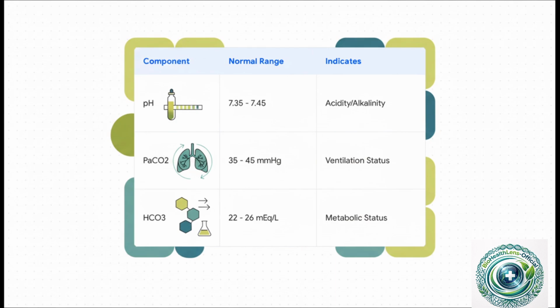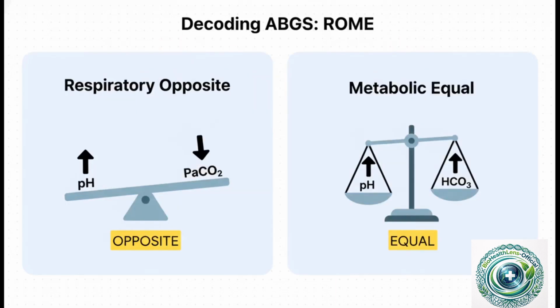Okay, these numbers right here, this is the holy grail of respiratory care. You absolutely have to know these by heart. Let's go through them. pH, normal is 7.35 to 7.45. PaCO2, your ventilation number, is 35 to 45. And bicarb, your metabolic number, is 22 to 26. Commit those to memory. Now, I know interpreting these can look super confusing at first, but here's a little trick that's going to save you. Just remember the word ROME.